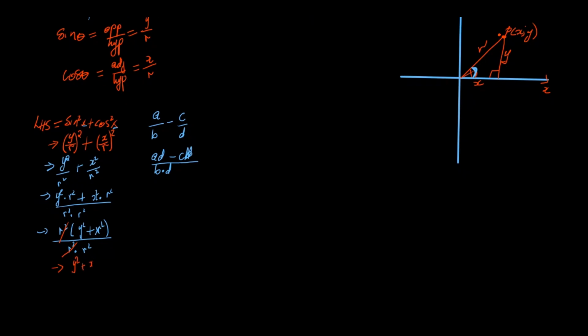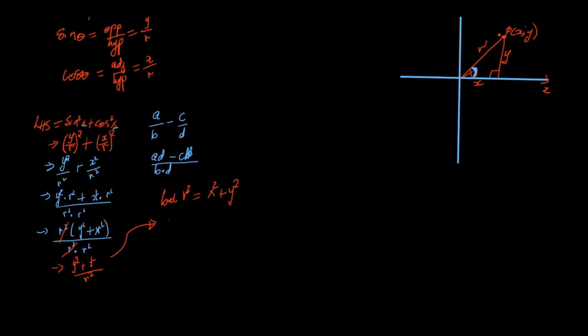But we know that according to the theorem of Pythagoras, if we apply it to this particular diagram, r squared is equal to x squared plus y squared. That means that we can safely replace x squared plus y squared with r squared. So the numerator will just be r squared. We divide it by r squared, which will simplify to 1.